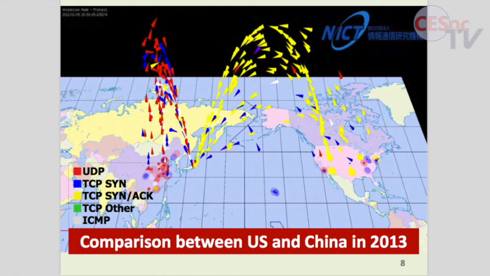This is a comparison between the United States and China in 2013, a little bit long ago. We got many scans from China in this case, but many yellow rockets coming from the United States. The yellow one is TCP/ACK. But our darknet never sent TCP requests, so it is very strange to get TCP/ACK. This is the mechanism of backscatter.